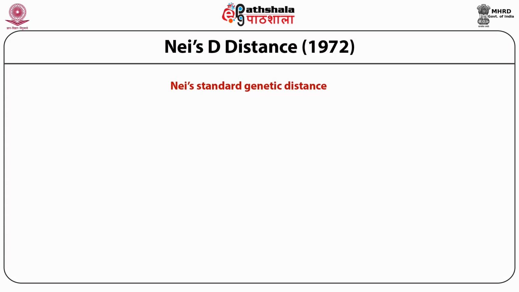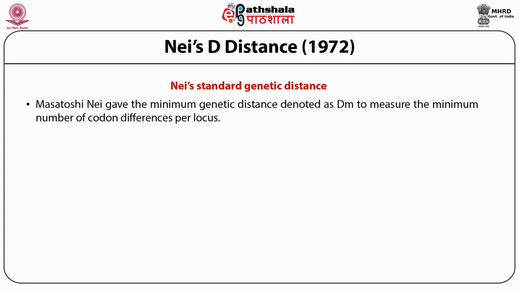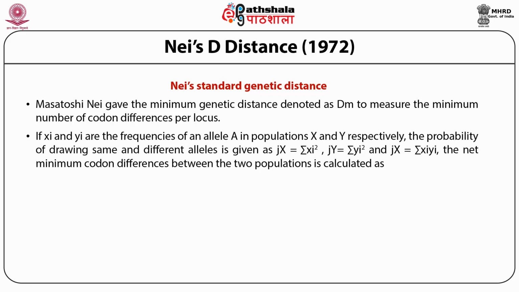Nei's standard genetic distance. Nei gave the minimum genetic distance denoted as Dm to measure the minimum number of codon differences per locus. Here you can see the equation given by Nei. If xi and yi are the frequencies of an allele A in populations X and Y respectively, the probability of drawing same and different alleles is given as Jx, summation of xi square, Jy, summation of yi square, and Jxy, summation of xi yi. The net minimum codon differences between the two populations is calculated by the equation given by Nei.